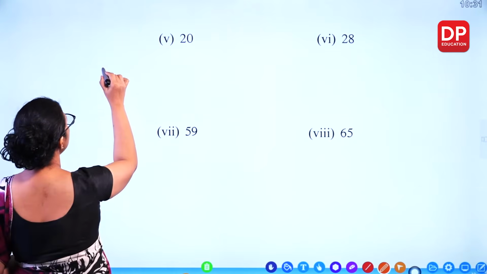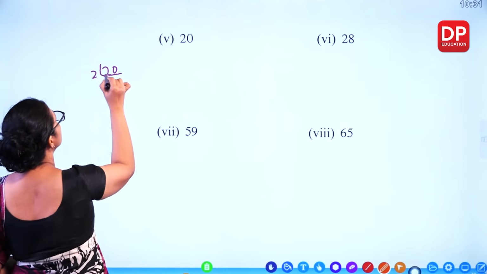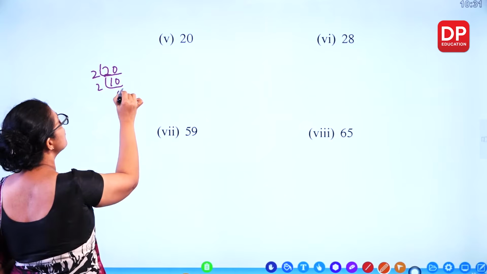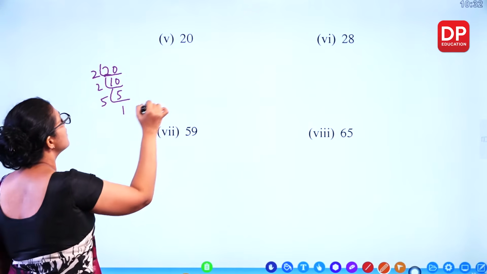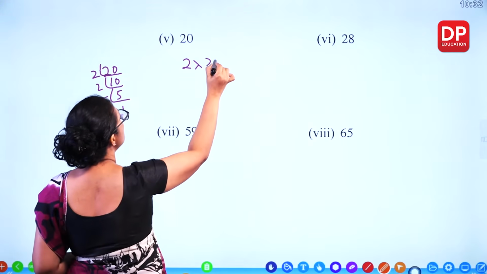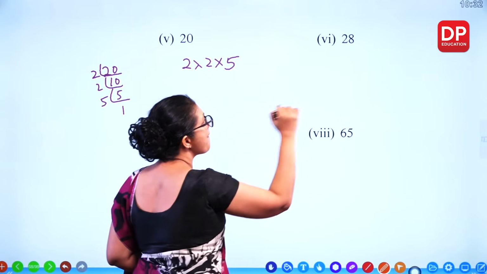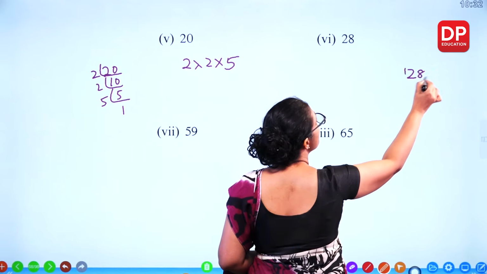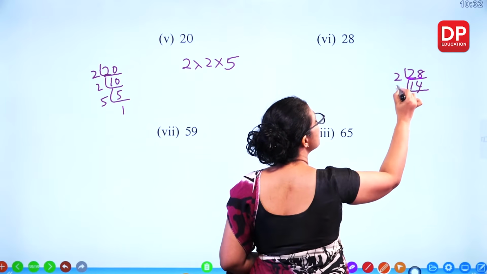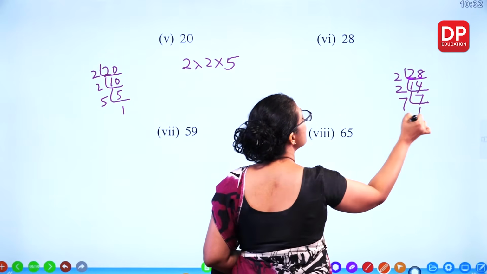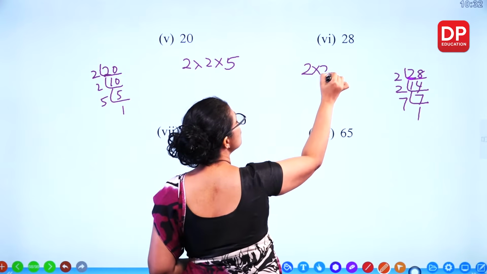20. Divide by 2, divide by 2 and 5. 2 times 2 times 5. 28. Divide by 2, divide by 2 again and 7. 2 times 2 times 7.